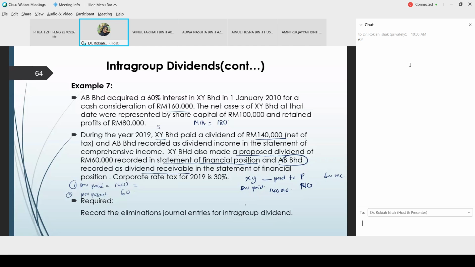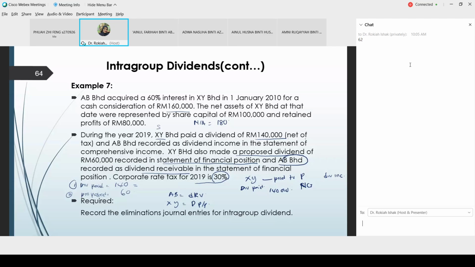For the proposed dividend, AB is going to record a dividend receivable, and XY is going to record a dividend payable. The corporate income tax here is 30%.